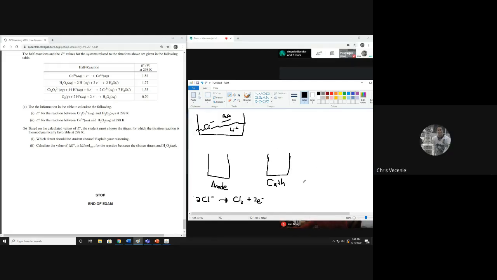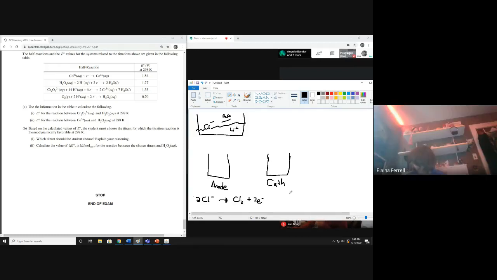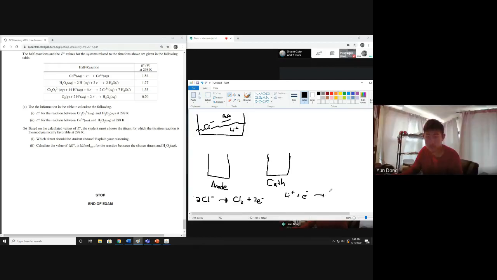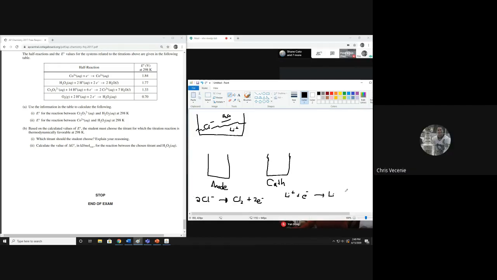Lithium. Why do you think lithium? Because it has the larger number. So I like your analysis, but your conclusion is wrong. What's a bigger number, negative 3.05 or negative 0.83? 0.83. Yeah. So you were doing the right thing.